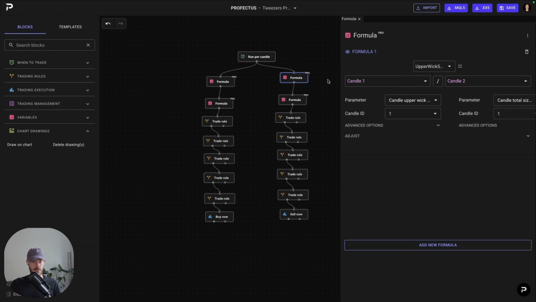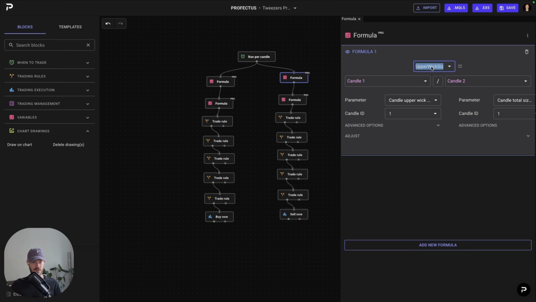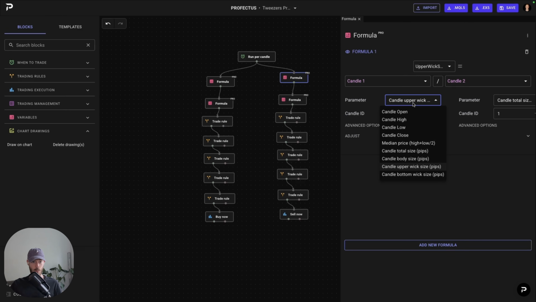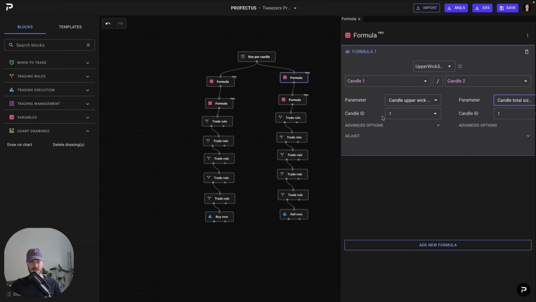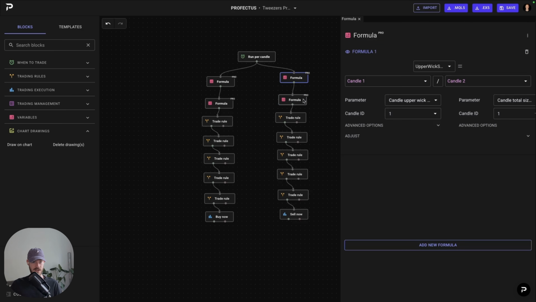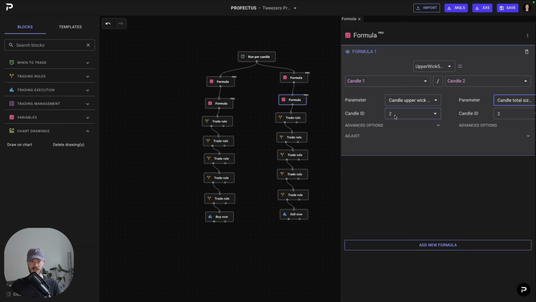Here we start with a formula block, which is a pro feature. So here we simply define a variable which we call upper wick size. We take the candle upper wick size in pips, divided by the candle total size, also in pips, with the candle ID 1, and we store it in this variable. Then the next one, simply taking the candle upper wick size, also in pips, divided by the candle total size, pretty much the same, just for candle ID number 2.